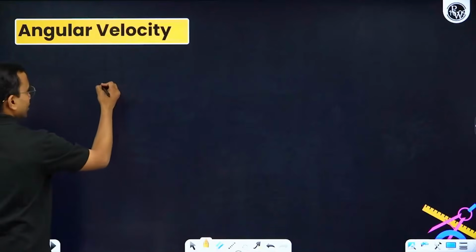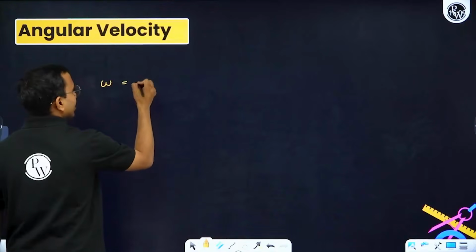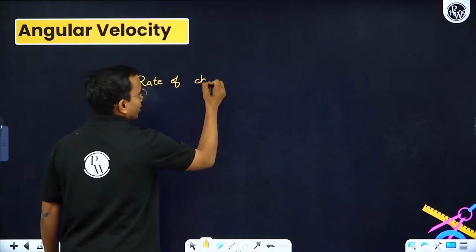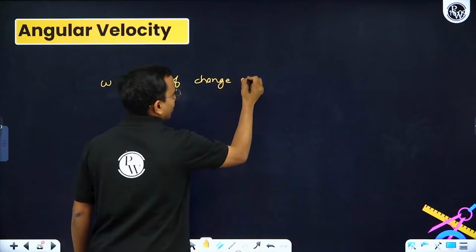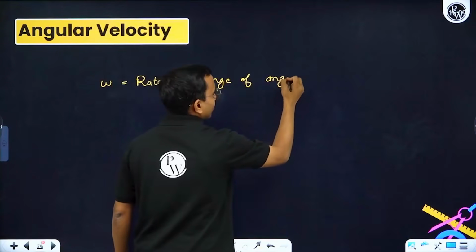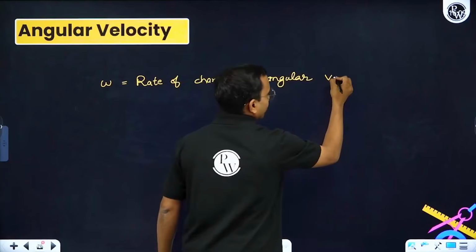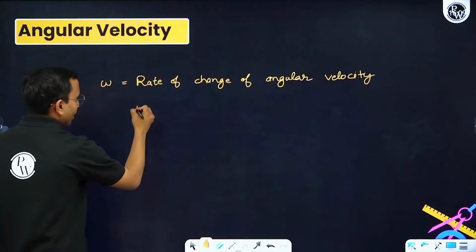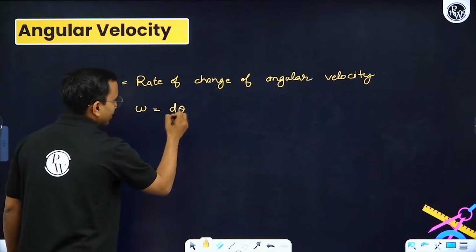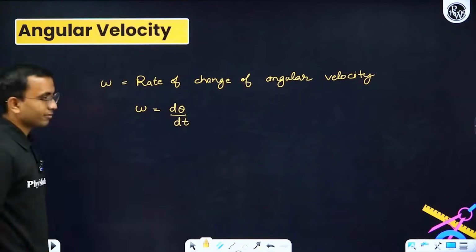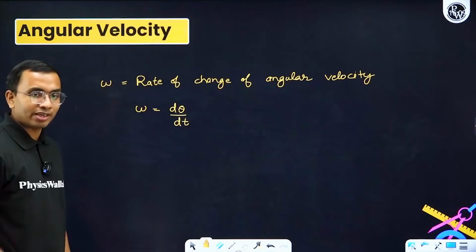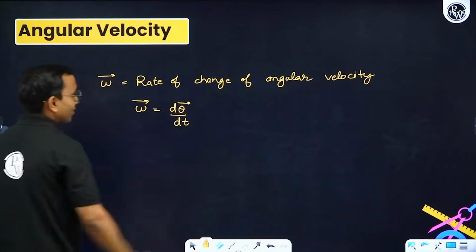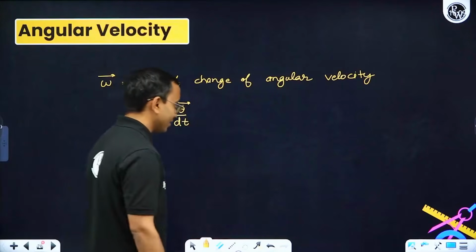We denote angular velocity with omega. Omega is d theta by dt. Is this a vector or scalar? It's a vector. Even our angular position is also a vector. How is this vector defined?